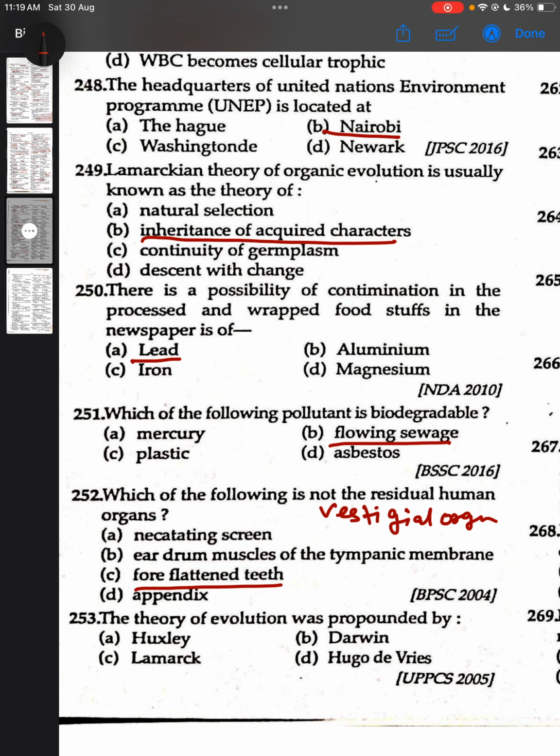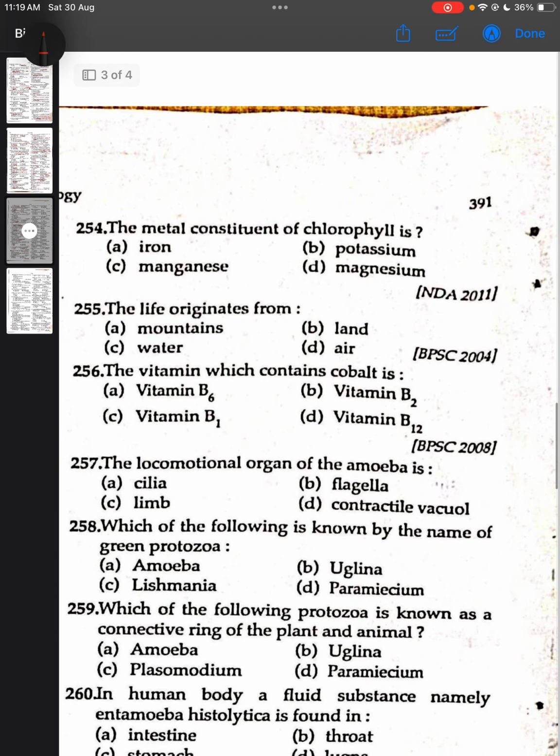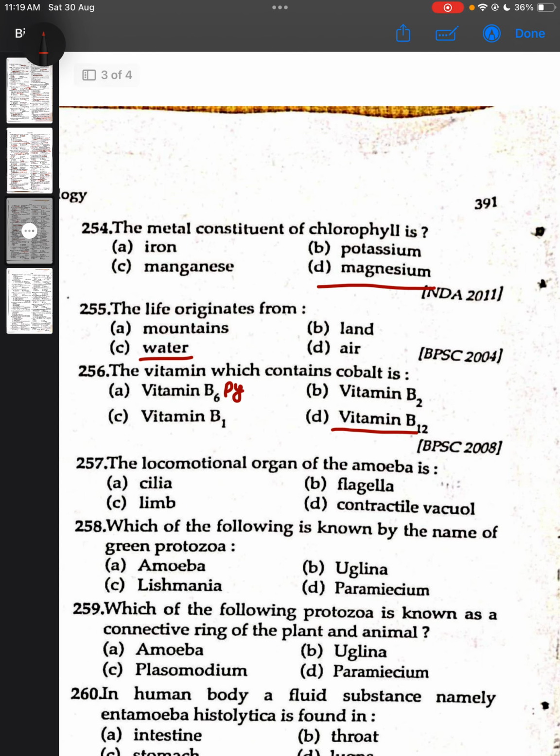The theory of evolution was propounded by Darwin. The metal constituent of chlorophyll is magnesium. The life originated from water. The vitamin which contains cobalt is vitamin B12, and it is known as cobalamin, and vitamin B1 is known as thiamine, vitamin B2 is known as riboflavin, and vitamin B6 is known as pyridoxine. B7 is known as biotin.